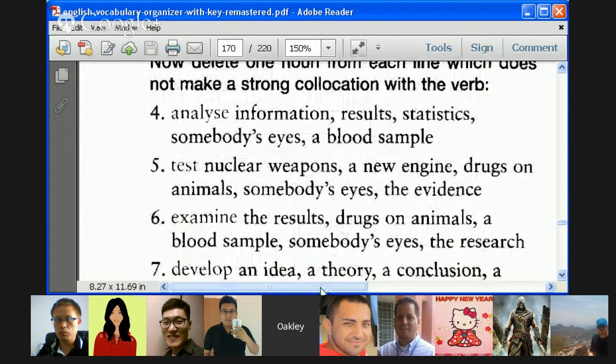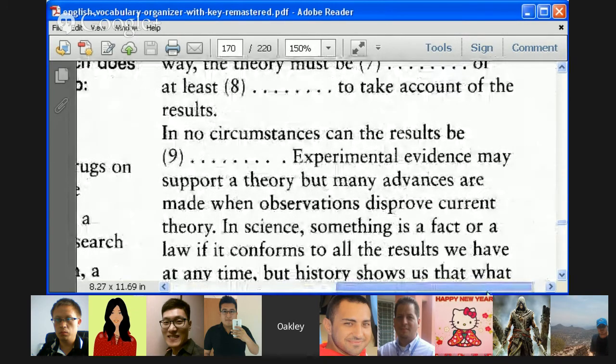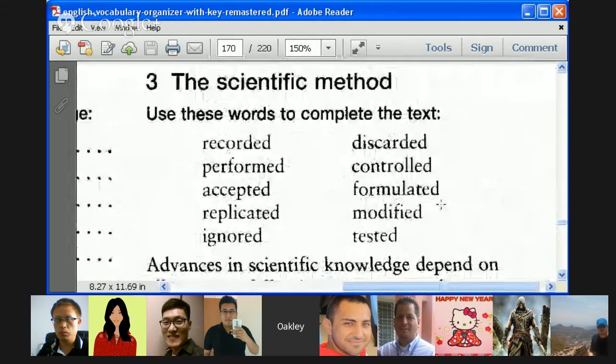All right. I'm going to move on to something a little different now. We're going to look at some pretty complicated words. Well, not that complicated, but okay. One word verbs: tested, controlled, discarded, accepted. They're all in past tense, you'll notice. These are all past tense verbs. We're going to use these words to complete the text.